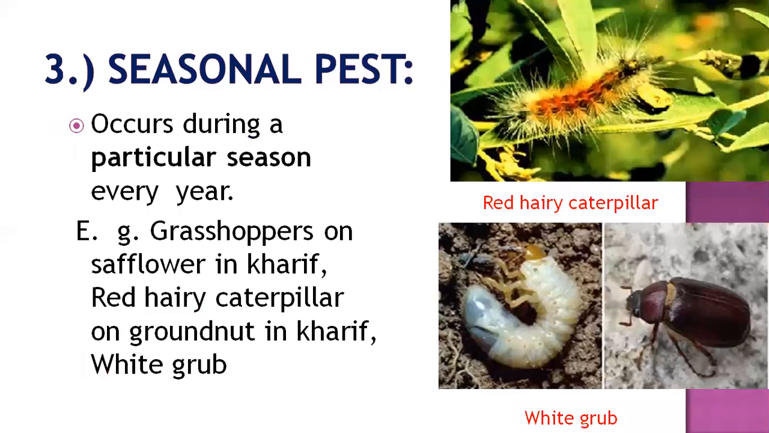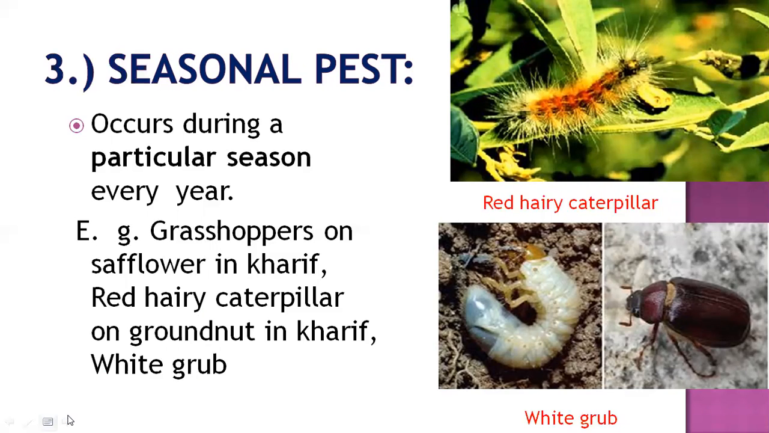So the third category on the basis of occurrence is the seasonal pest. Seasonal means those pests that occur mostly during a particular part of the year or a particular season, or we can say the incidence is generally governed by climatic conditions. At that time these pests arise or start the infestation on different crops.